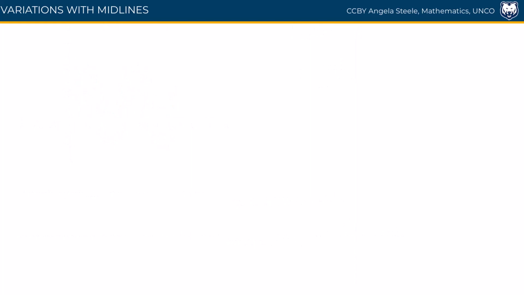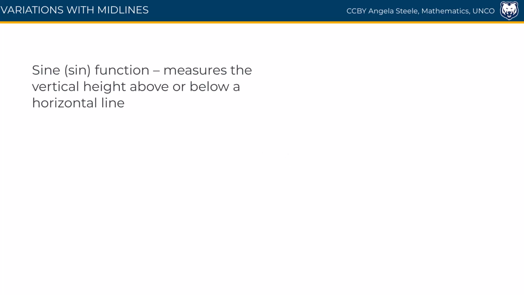Okay, so what I always like to do when I end the worksheets is to go back to that front page. I leave the front page blank for the summary, so I really want to make sure that we talk about the big ideas from each worksheet so you know what the takeaways are. So on the 7.1 summary, the key ideas would be the sine function, which measures the vertical height above or below a horizontal line.